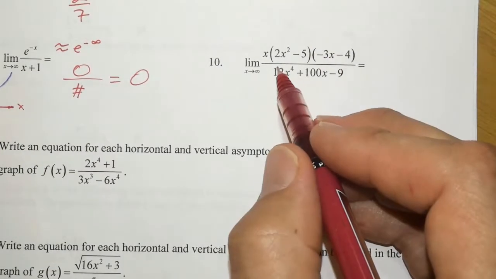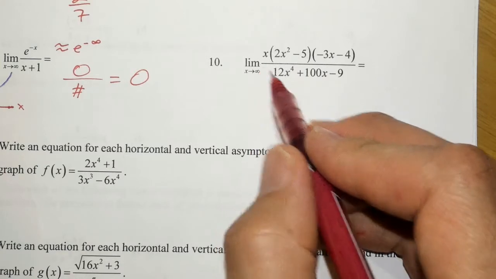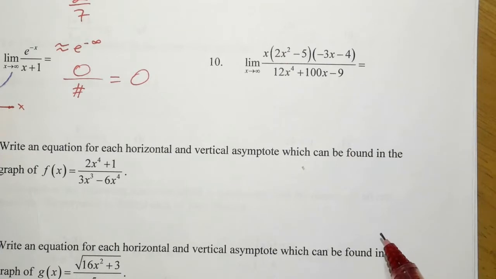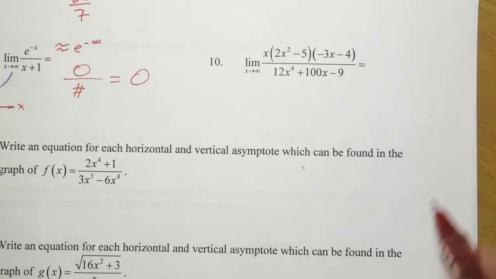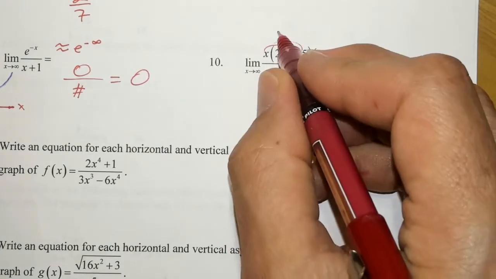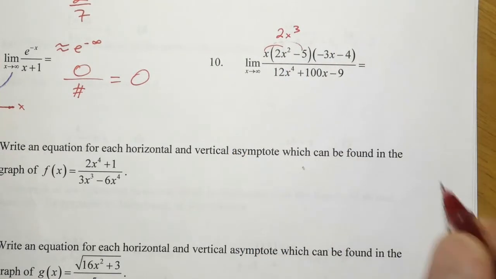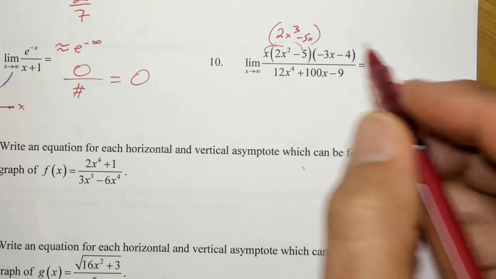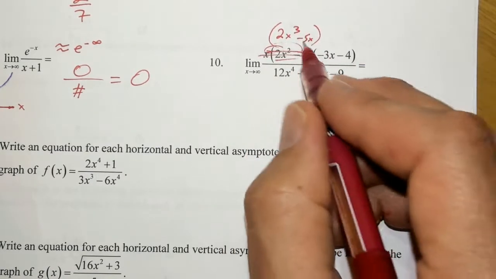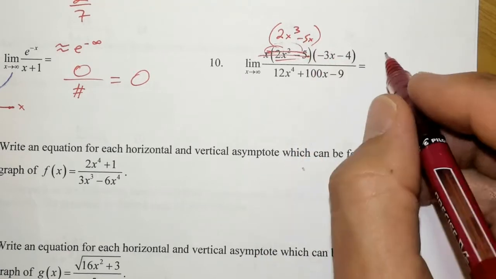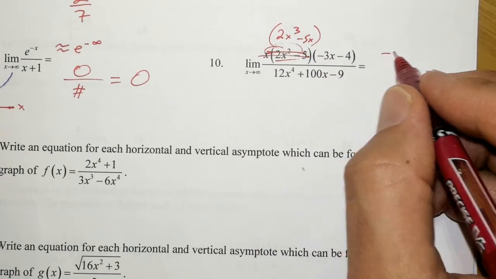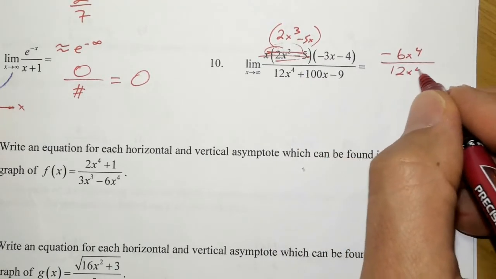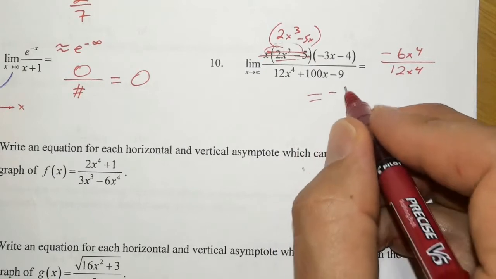Number 10, the highest exponent in the denominator is x to the 4th. Do we have an x to the 4th in the numerator? Yes, we do. If we distribute this x, that's like a 2x cubed for that first term. There's a minus 5x as well. Now, if we FOIL this term with that term, we can see that our numerator is really working like a negative 6x to the 4th. Well, the denominator has 12x to the 4th, so when all is said and done, we have negative 1/2.